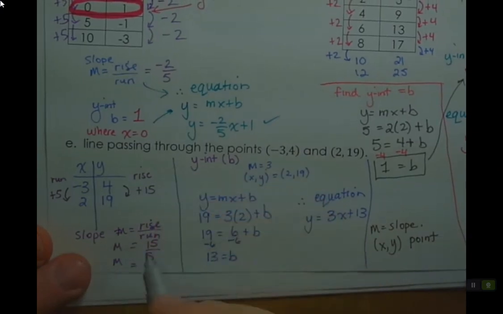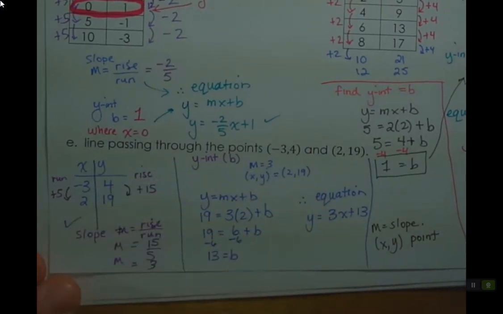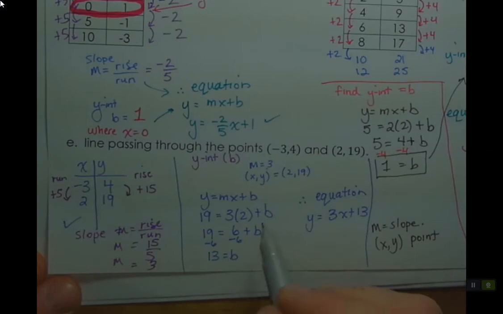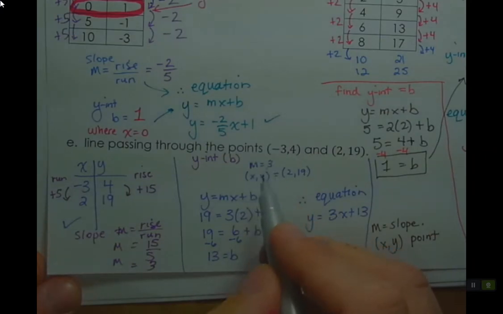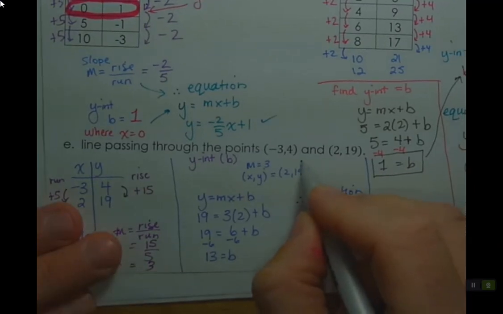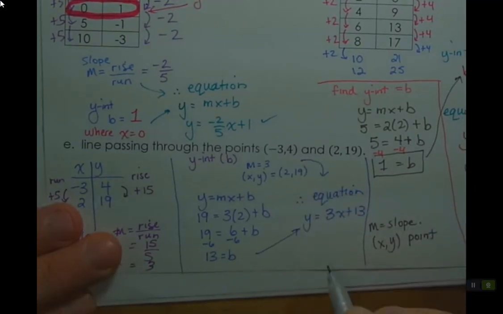So there are still 3 steps. Find your slope by finding your rise and run, find your value b, the y-intercept, and I can use my slope and a point to figure that out. And then I can make my equation by taking my m and b.